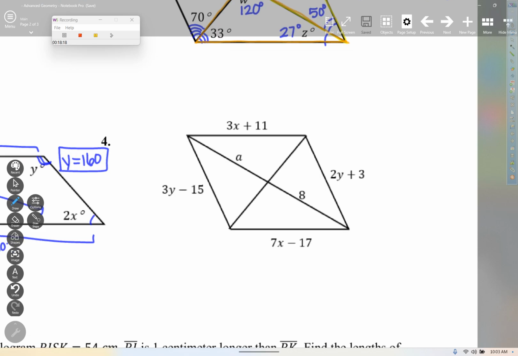Let's jump to number 4. Number 4, what do you notice? What you should notice is that there's no angles represented in this parallelogram, but there are sides represented and diagonals. So we need to mark everything that's true about the sides and the diagonals, okay? Well, what's true is that opposite sides are equal. And something else is true, that diagonals bisect each other. So A is the same length as 8. So A is the easiest one to find off the bat because, well, A is 8.